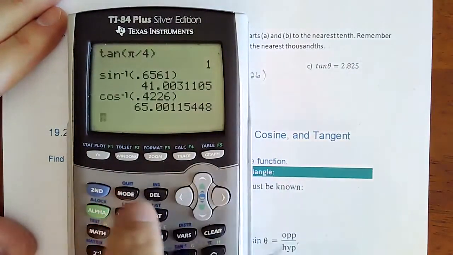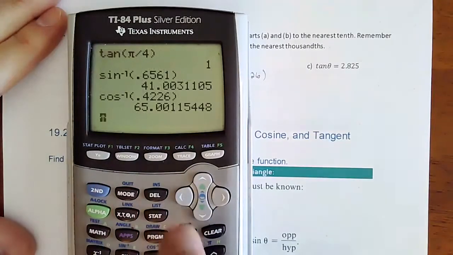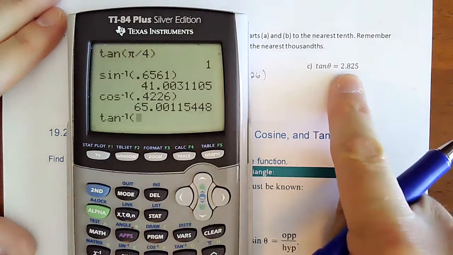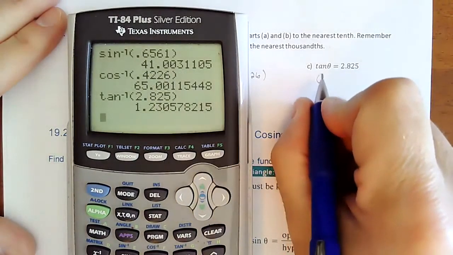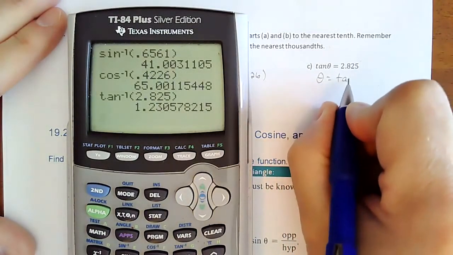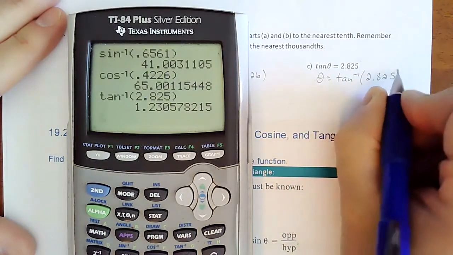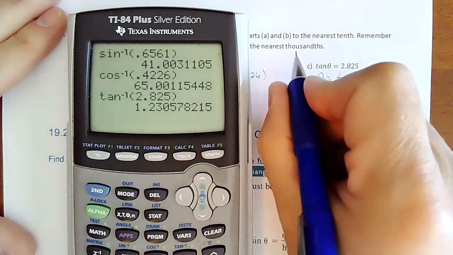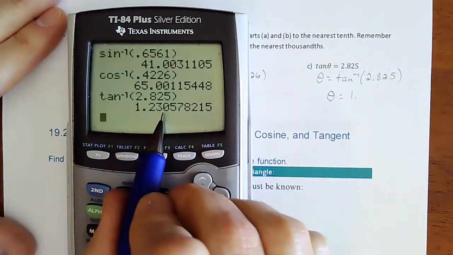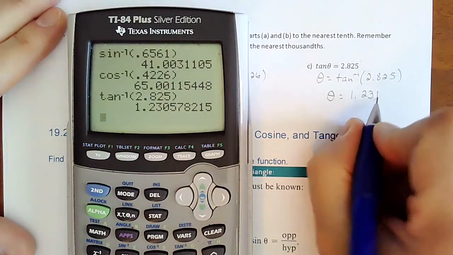And then inverse tangent, but we do want it to be in radians, so we're just going to tweak our mode real quick to radians, and then we're going to do the inverse tangent of 2.825. And so the way we typed this in was the inverse tangent of 2.825. And so our angle in radians is 1 point, nearest thousandths, so tenths, hundredths, thousandths. The 5 bumps that up to 231.